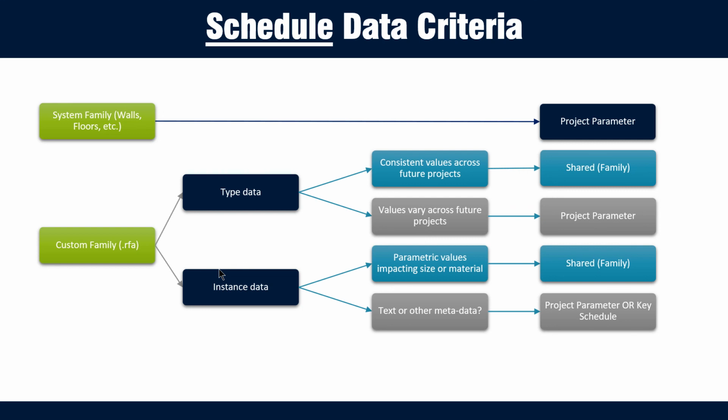And the same thing goes with instance data. If you have anything that impacts size or material, then consider making it a shared family parameter. Also, you can schedule that information as well. If it's just some text-based stuff, you can look at doing a project parameter or key schedule as well. And I like key schedules. I use them for a lot of things. Okay, that's my data pitfall.